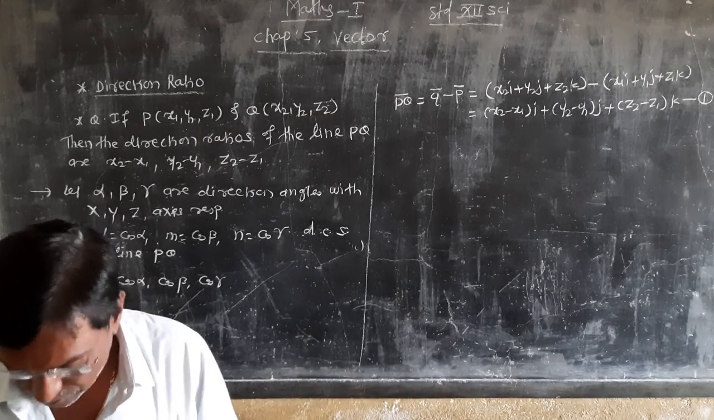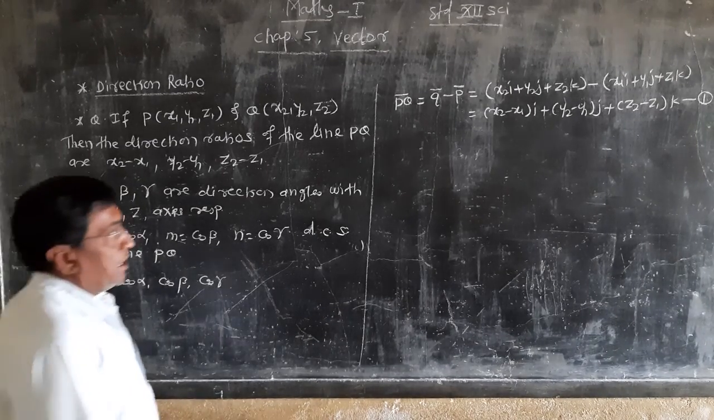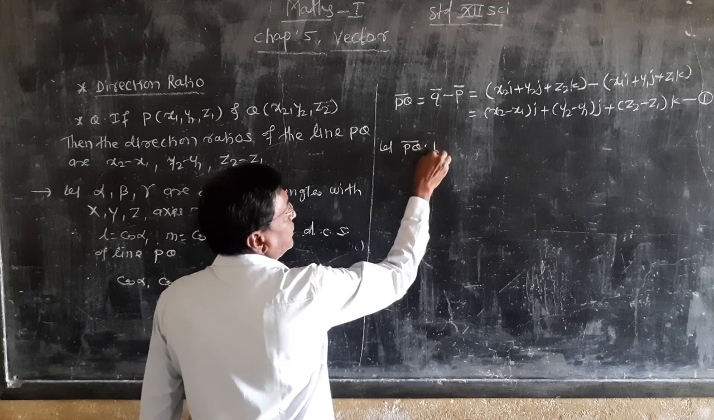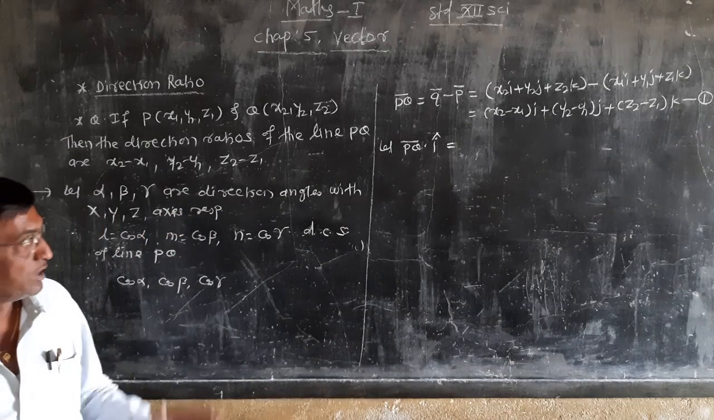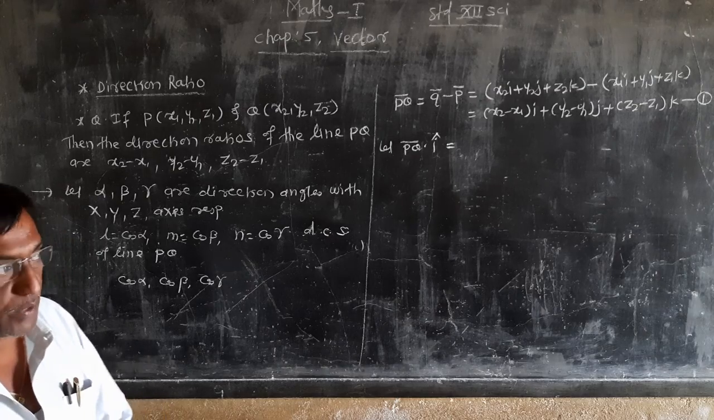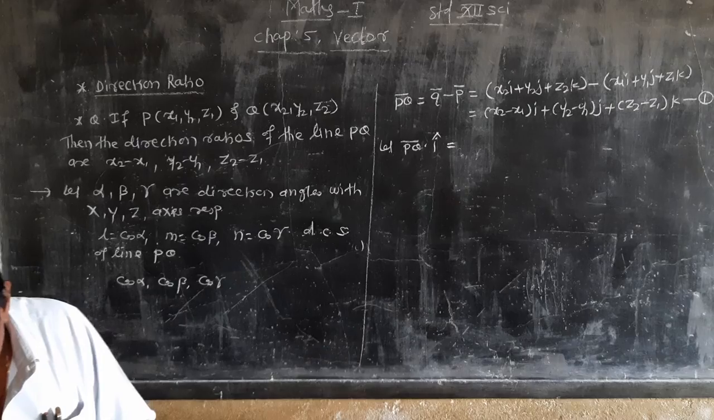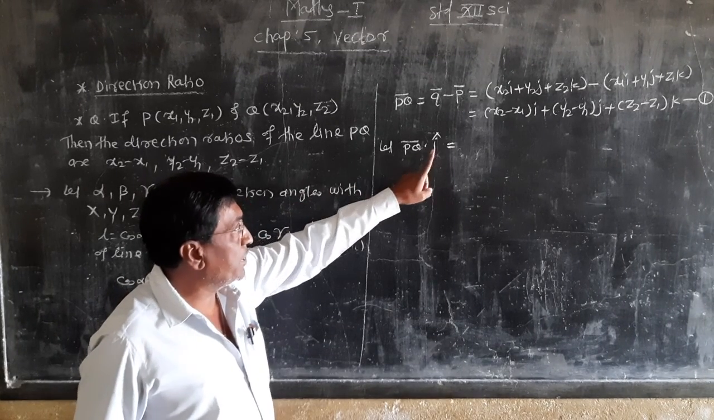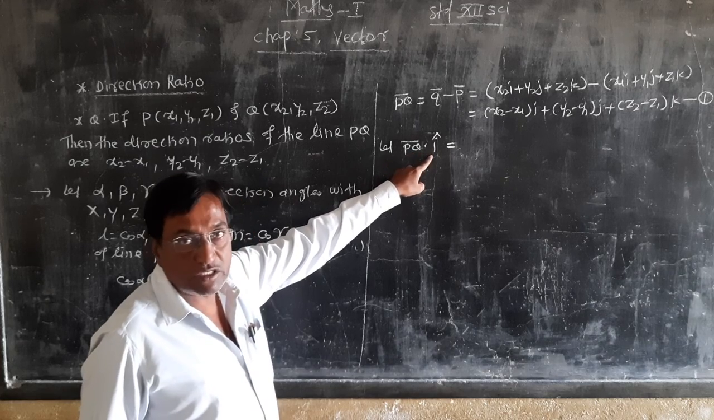Now you know that i cap is the unit vector along the x axis. Let me take the dot product of vector PQ with the unit vector i cap. Since i cap is along the x axis, the angle between the line PQ and the x axis is alpha.